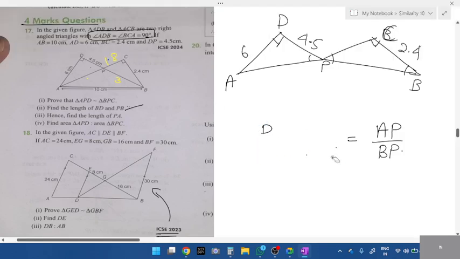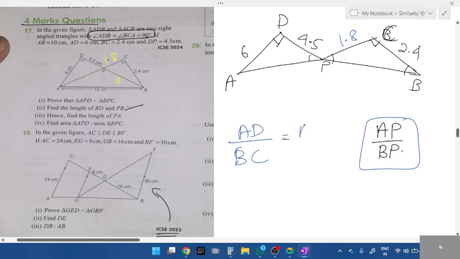But when it comes to the other two sides, AP and BP, is any value given for AP and BP? In the actual question, was any value given? No. Then they are not values, students, they are ratios. They didn't ask us to find ratio, they have asked us to find the length. If they ask ratio, we could have written AD divided by BC is equals to AP divided by BP.